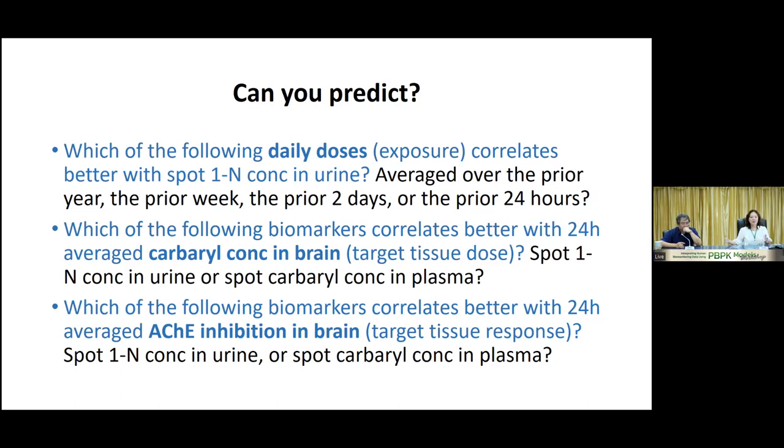So what do you remember? I simulated 1 year exposure, but I take a spot urine sample on the last day. So that concentration, which one do you think correlates better? Is it the average over the entire year? Is it the average over the entire week before the sampling, or the last 2 days, or the last day? Okay, imagine you eat, the intake is different every day. So on day 365, you take a urine sample to measure metabolite. Do you think that represents exposure of the entire year, the last week, last 2 days, or last 1 day?